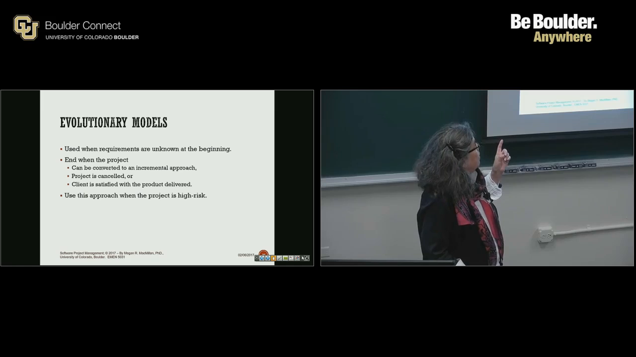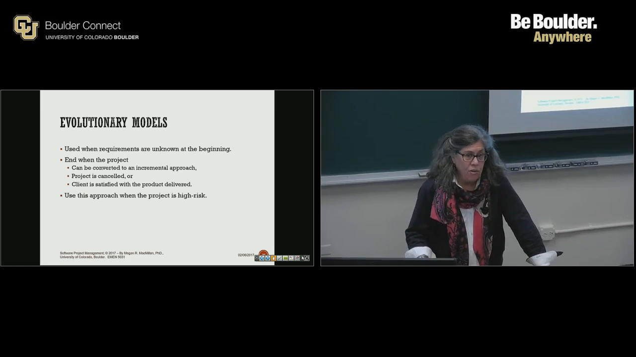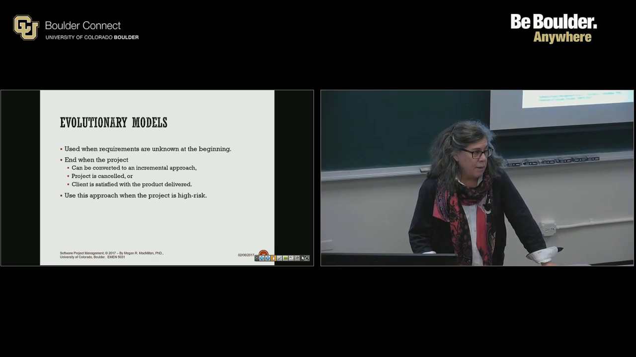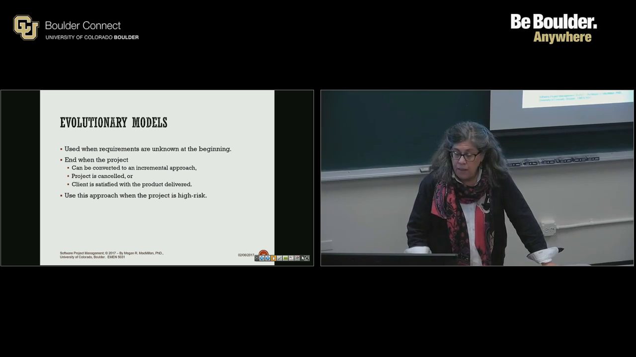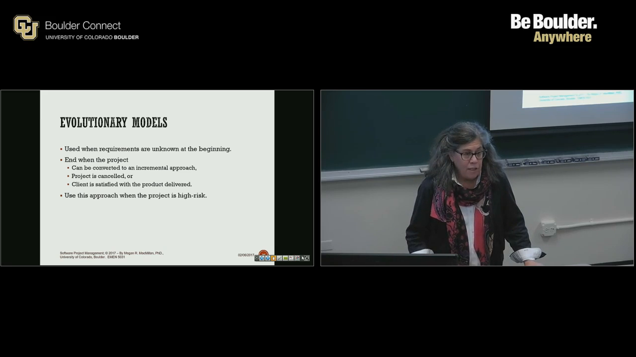But evolutionary models really are for that. You can't really talk about what the scope is because you don't know when you're going to get there. You can't really talk about what the cost is because you don't know until you get there. So all of it is done in small cycles where you're iterating to the goal. You end the project when you can say, okay, now we understand what those requirements are. Now we can turn it into an incremental approach and start building out the stories because we know what we're doing now.